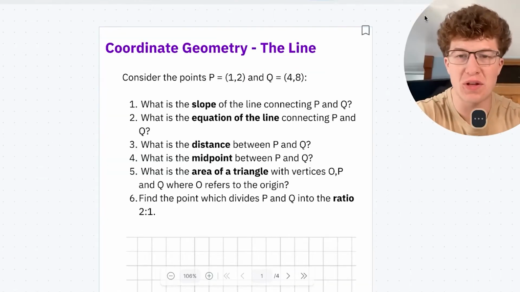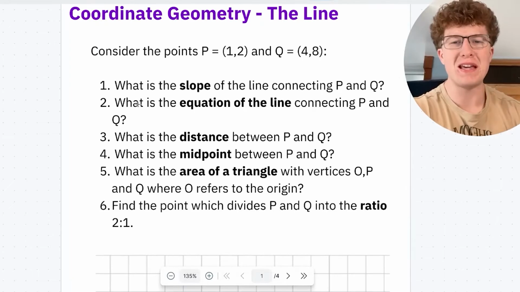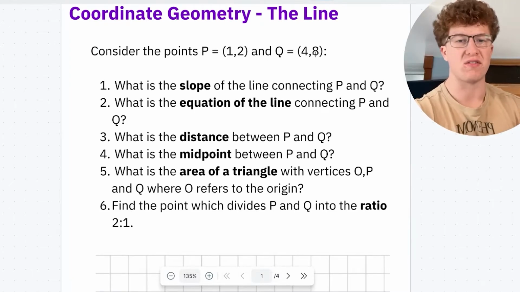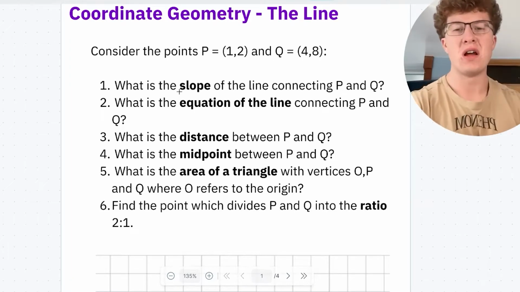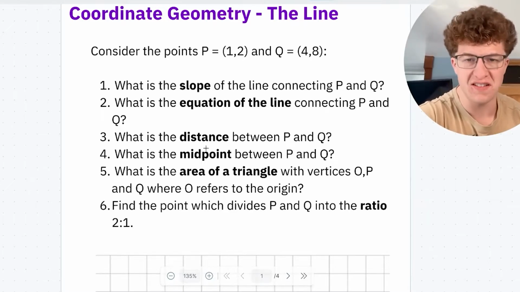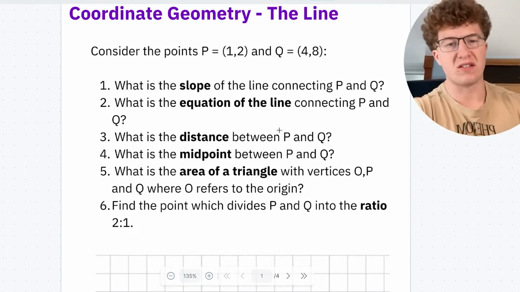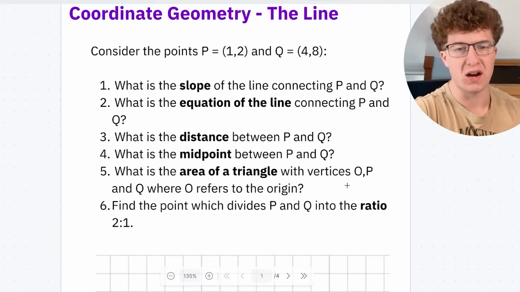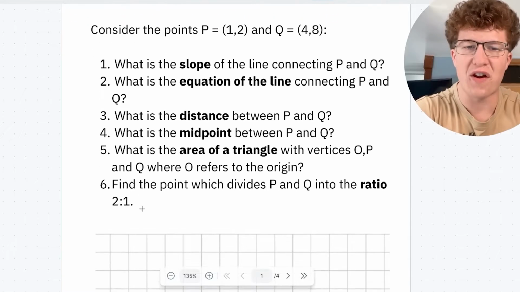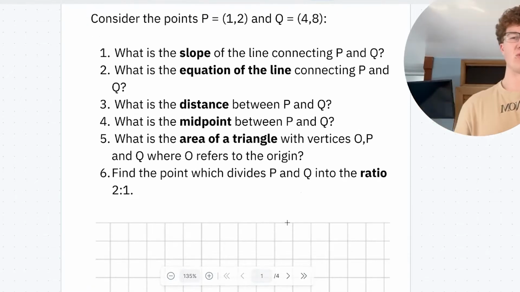Alrighty, so here we're dealing with coordinate geometry, the line. Consider the points P is (1, 2) and Q is (4, 8). Now, we're going to get the slope, the equation of the line between them, the distance between them, their midpoint, the area of a triangle inscribed between P, Q, and the origin, and then we're going to find a point which divides P and Q in the ratio 2:1.